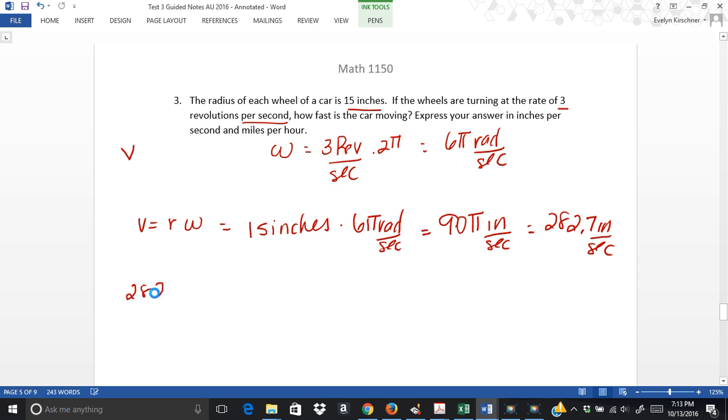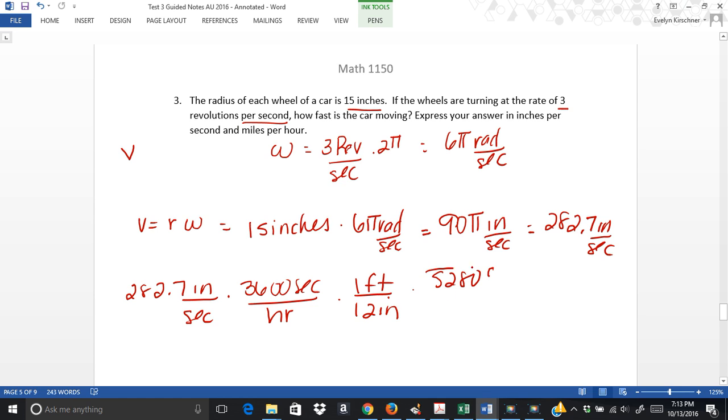Now I want to convert it. So I have 282.7 inches per second. I have to get rid of seconds, so I have 3,600 seconds per hour. And I have 1 foot is 12 inches, and 1 mile is 5280 feet. So I multiply all that through, and I get 16.1 miles per hour.